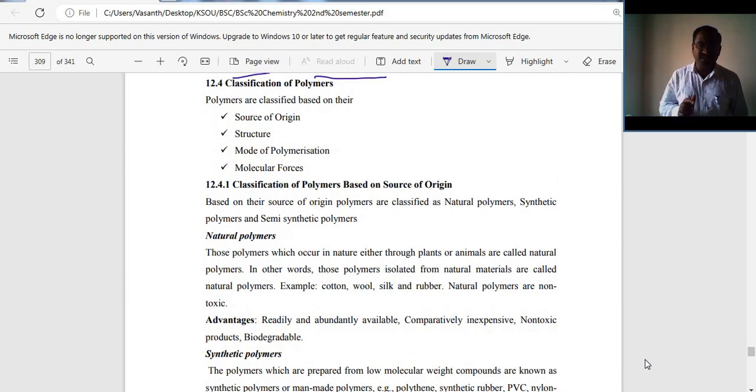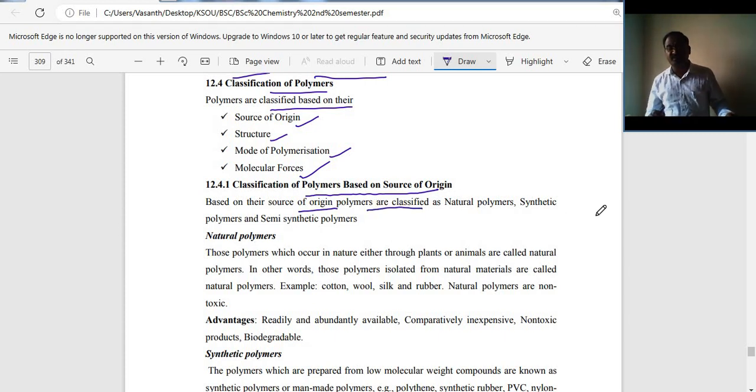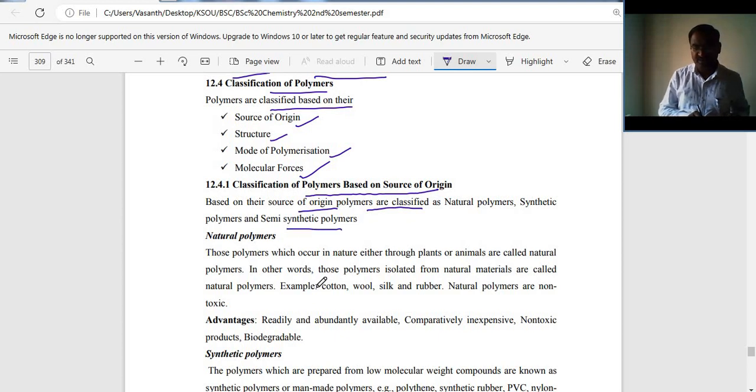What are the classifications of polymers? Polymers are classified based on their source of origin, structure, mode of polymerization, and molecular forces. Here, classification of polymers based on origin. Based on their source of origin, polymers are classified as natural polymers, synthetic polymers and semi-synthetic polymers.